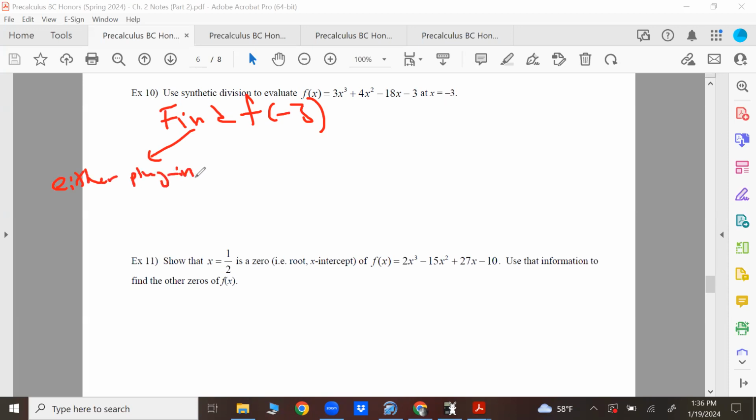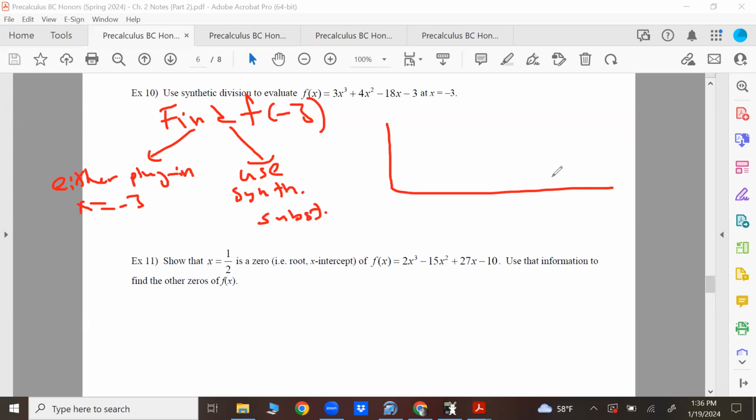You want to erase? Okay, either plug in, or, it's called synthetic substitution, by the way. So if I do this, 3, 4, negative 18, and negative 3, I put negative 3 on the outside. I drop this down, multiply and add, multiply and add, multiply and add. And you should get 6, I think. Let me double check.